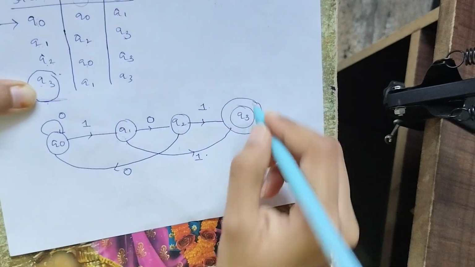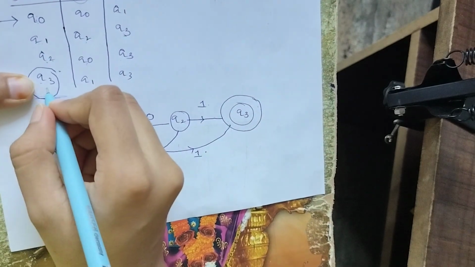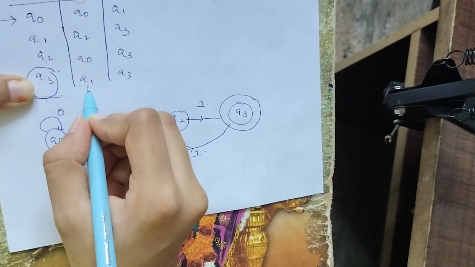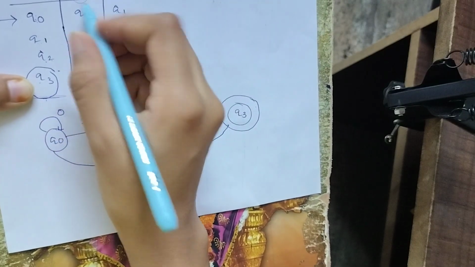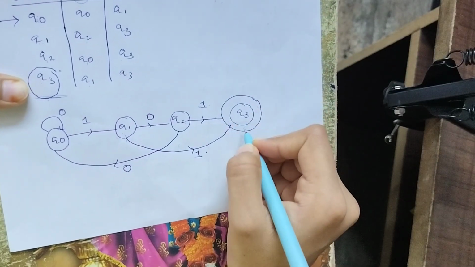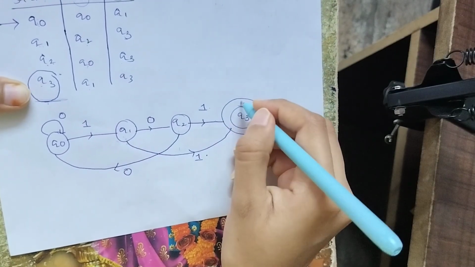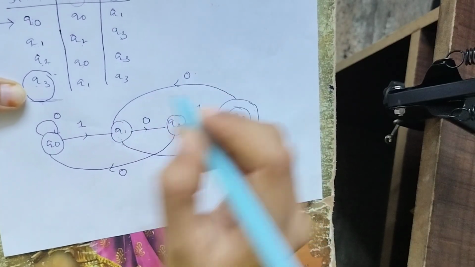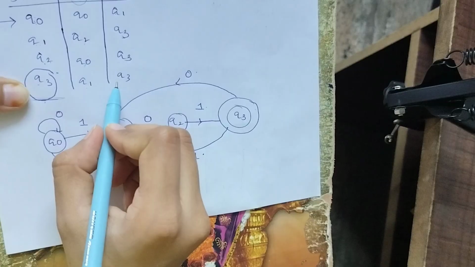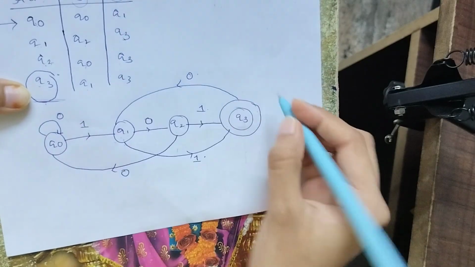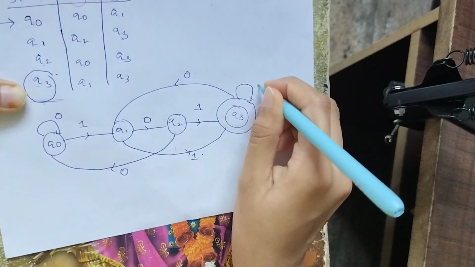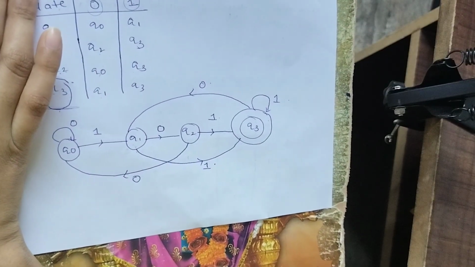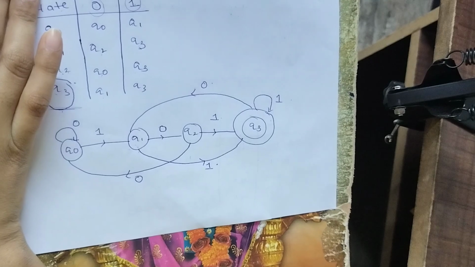So from this final state we write, from Q3 to Q1, 0. Again from Q3, 1 is going in the self loop. So in this grammar we have seen how the states are moving.